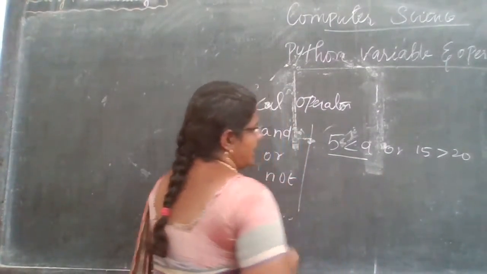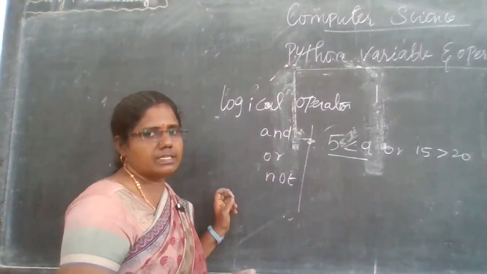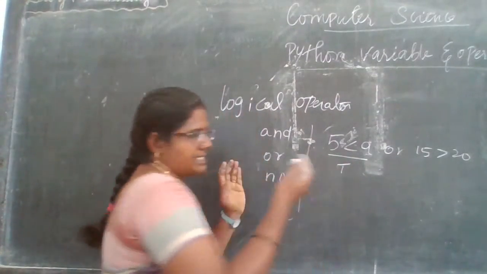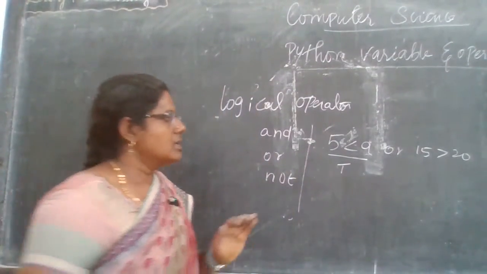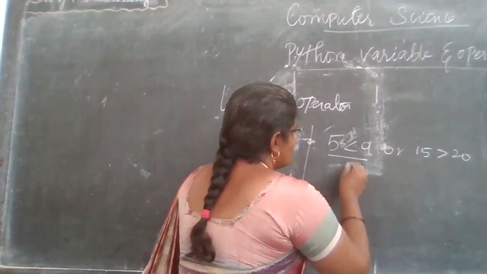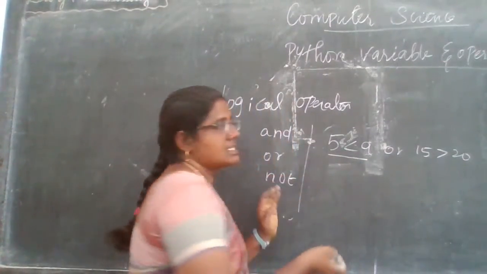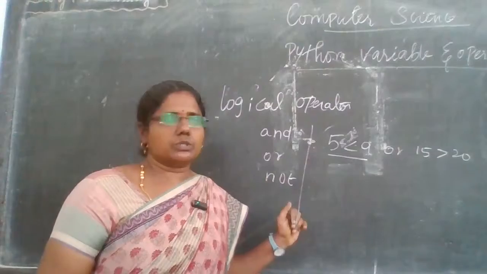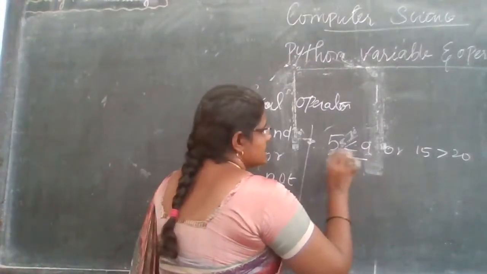Here, 5 less than 9. Is it true or false? True, 5 is less than 9. So the first condition is true, and it returns the result true. Suppose it is false, then it checks the other condition, because with the OR operator, if any one of the conditions is true, the result will be true. So it is true, and the answer will be true.